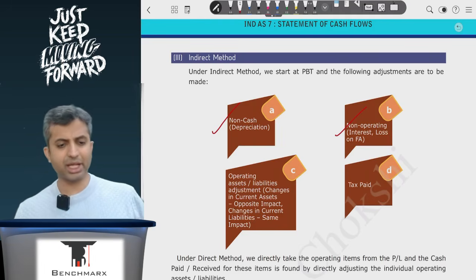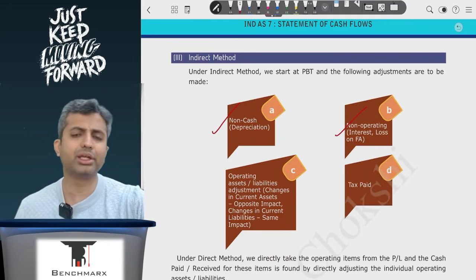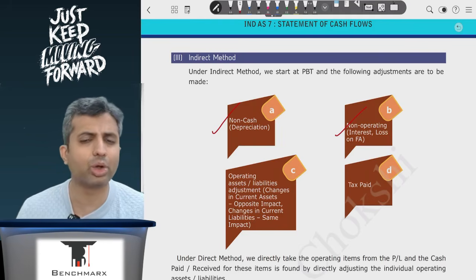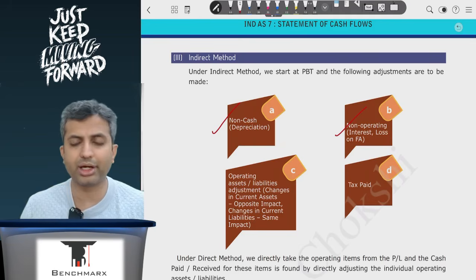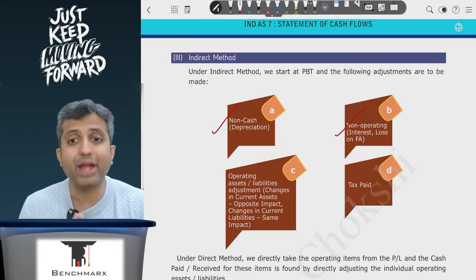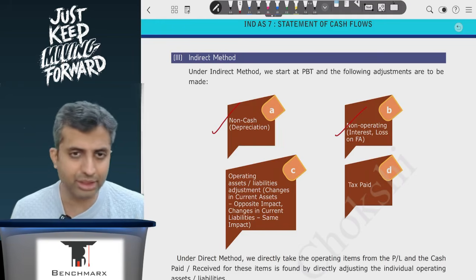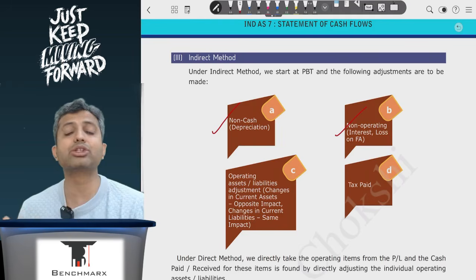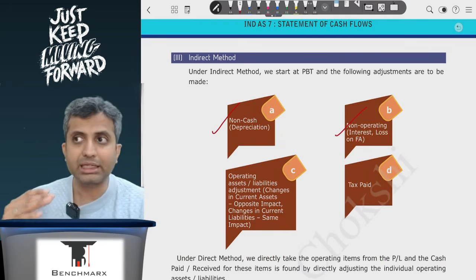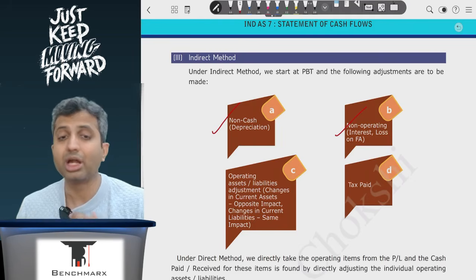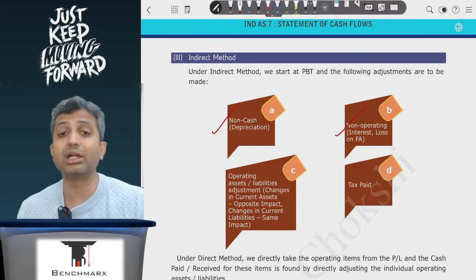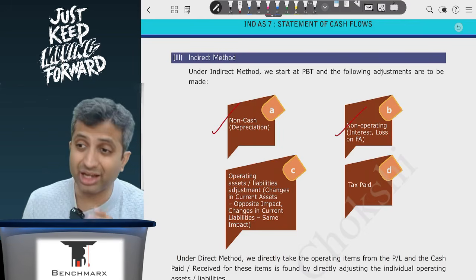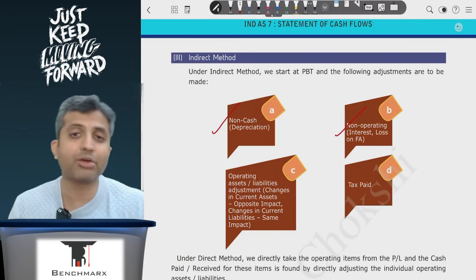But when I look at the indirect method, I'm not really showing the cash payment, or the cash collection. Then what do I do? I make an adjustment called a working capital adjustment, where I find the change in these operating working capital items: increase in debtors, you will deduct; increase in stock, you will deduct; increase in prepaid expenses, you will deduct. Current assets will have an opposite relationship.